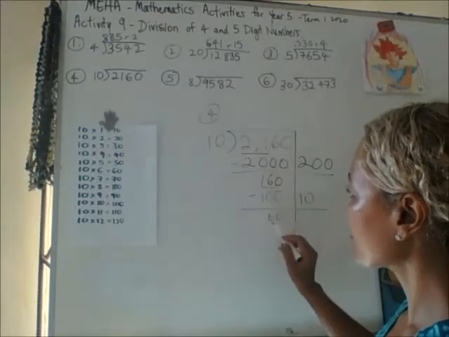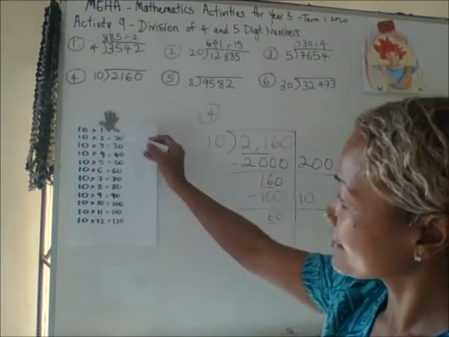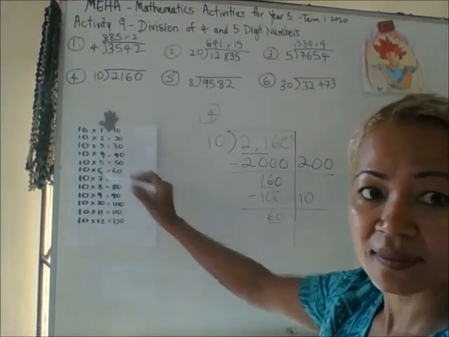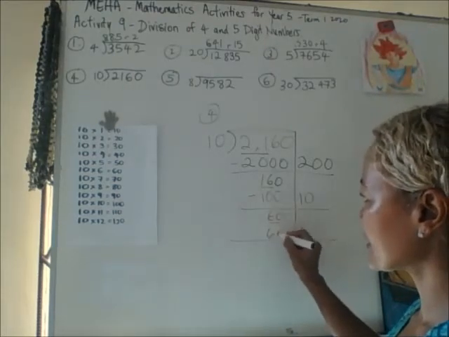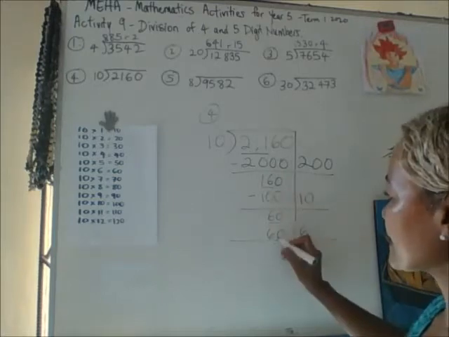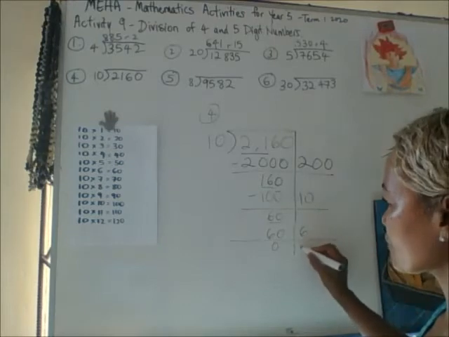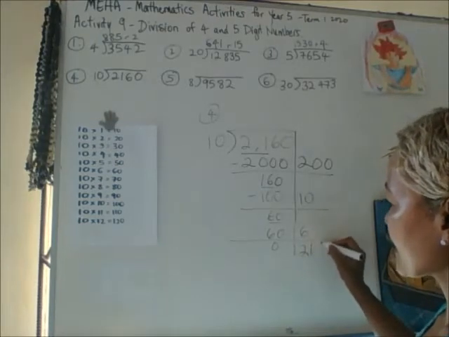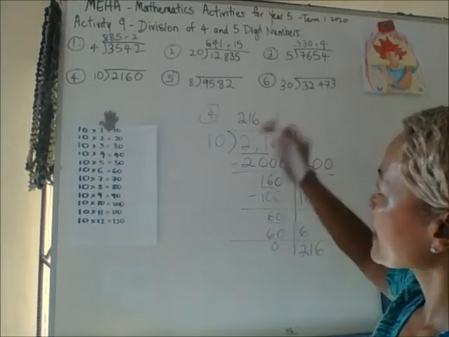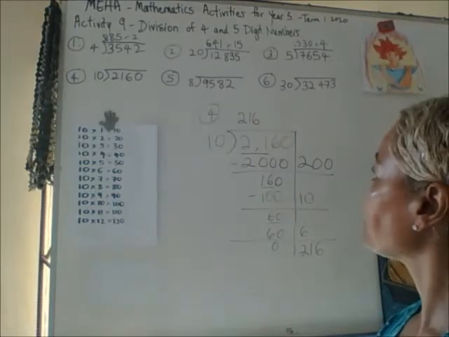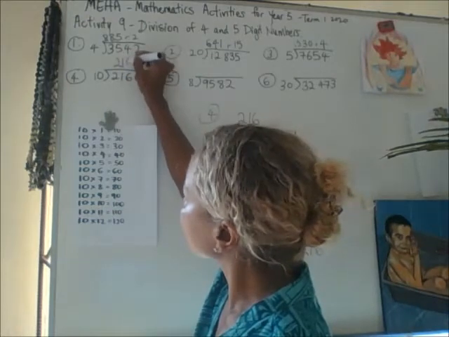Do the same exercise. Does 10 go into 6? No, it doesn't. Does 10 go into 60? Yes, it does. 6 times. Okay, 10 times 6 is 60. 60 minus 60 is 0, so there's nothing remaining. 200 plus 10 plus 6. Add it all up. 216. So the answer is 216, and there's nothing remaining, so no remainder. And we'll write the answer up here too. 216.